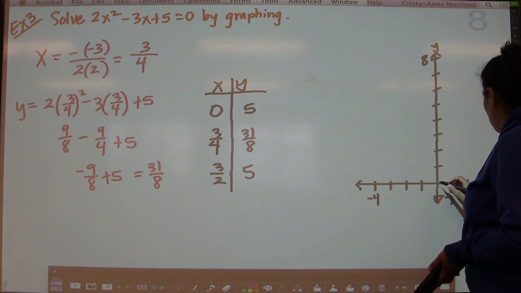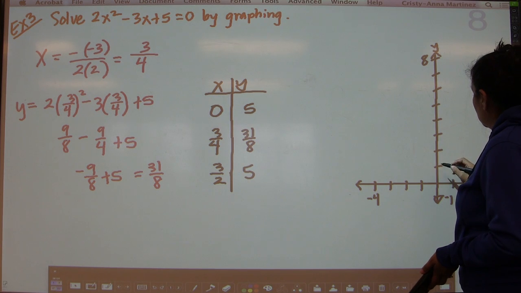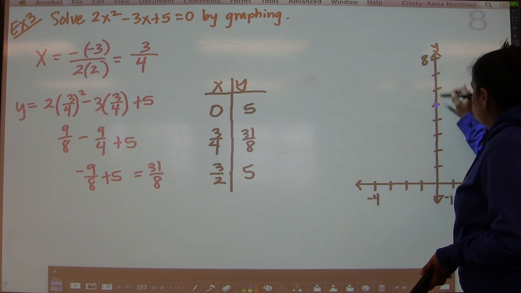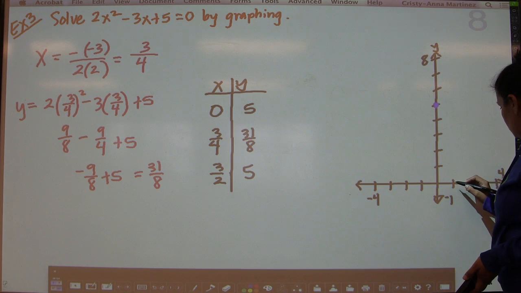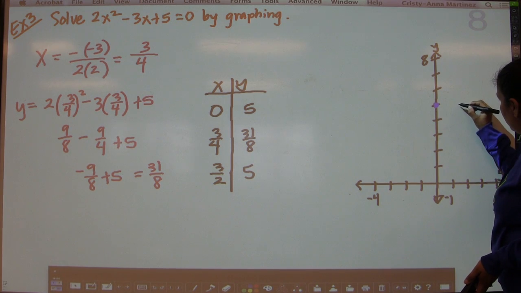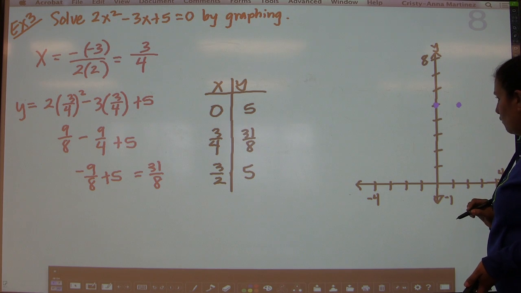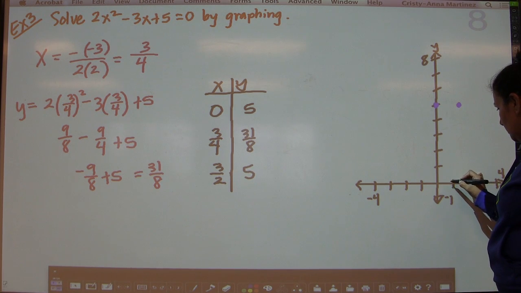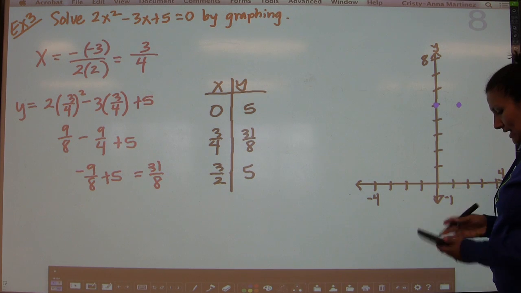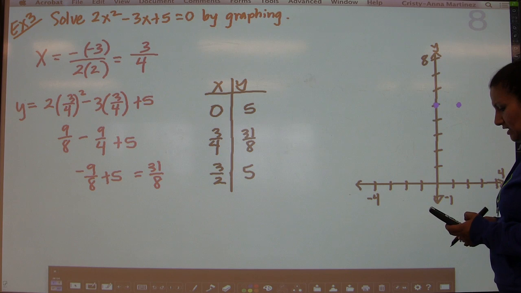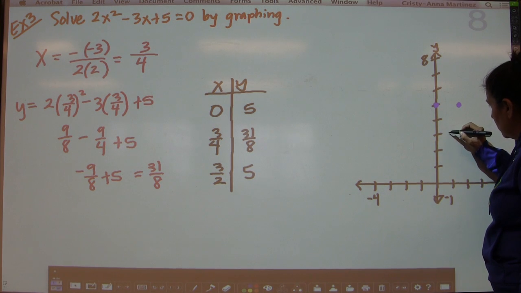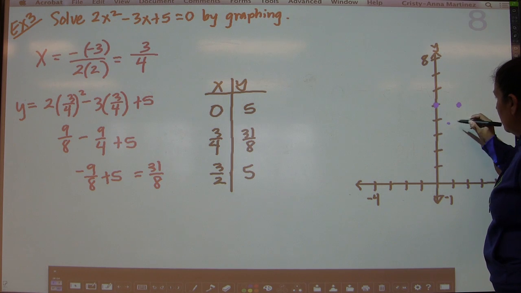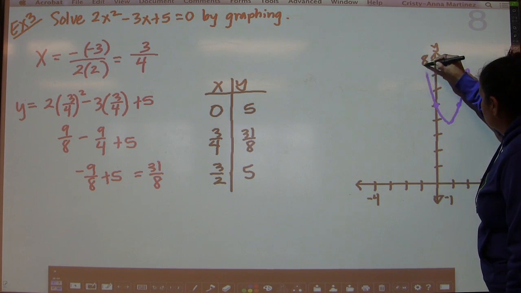0, 5, so here's 0, we're going to be going by 2s here, 2, 4, or actually it's 1, 2, 3, 4, 5, 6, 7, 8, okay, so this is 0, 5, and then we have 1.5, 5, so here's 1, here's 2, 1.5, 5, and then the last one is 3/4, which is basically 0.75, so it's going to be right about here, and then 31/8 is basically 3.8, so almost 4. So this is 1/2, this is 3/4, so almost 4, that's 1, 2, 3, there's 4, so a little below. And then we have our graph that looks like this.